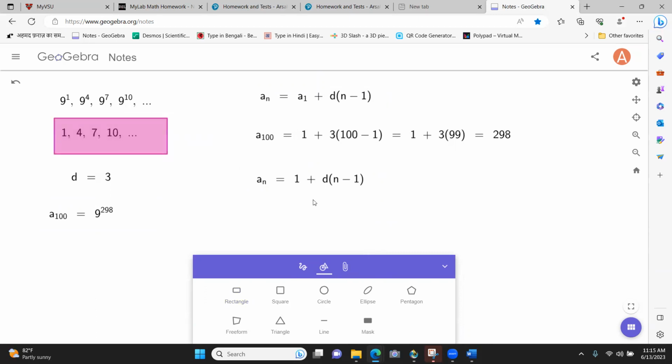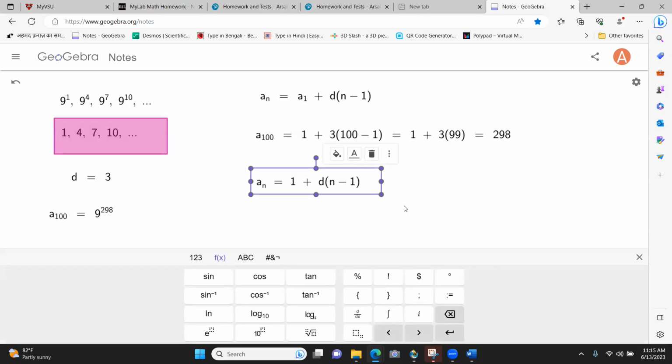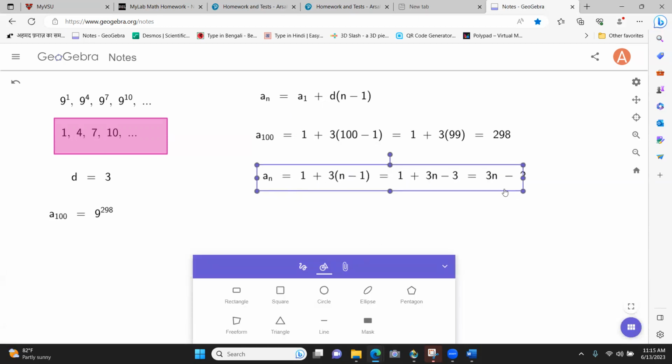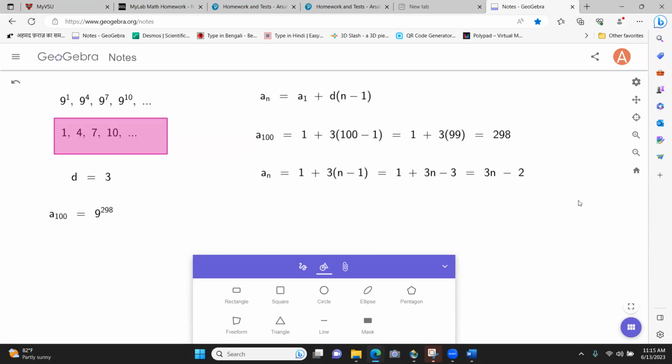All right, that's what I'm talking about. The first term is 1, d is 3. And then I can simplify it further as follows. I'll try not to make too many mistakes. 3n minus 2. All right, the nth term is going to be 3n minus 2.